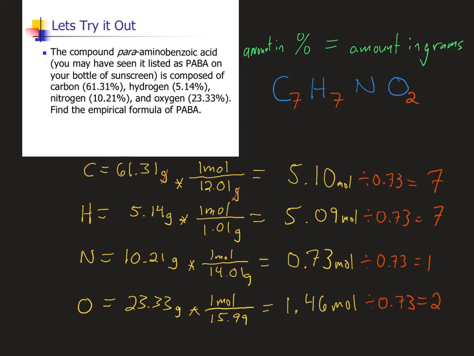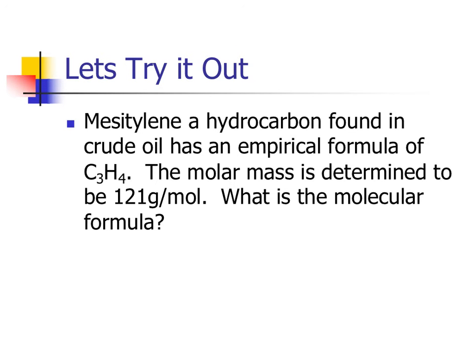So the empirical formula for para-aminobenzoic acid is C7H7NO2. Let's try another one out, but a little bit different.